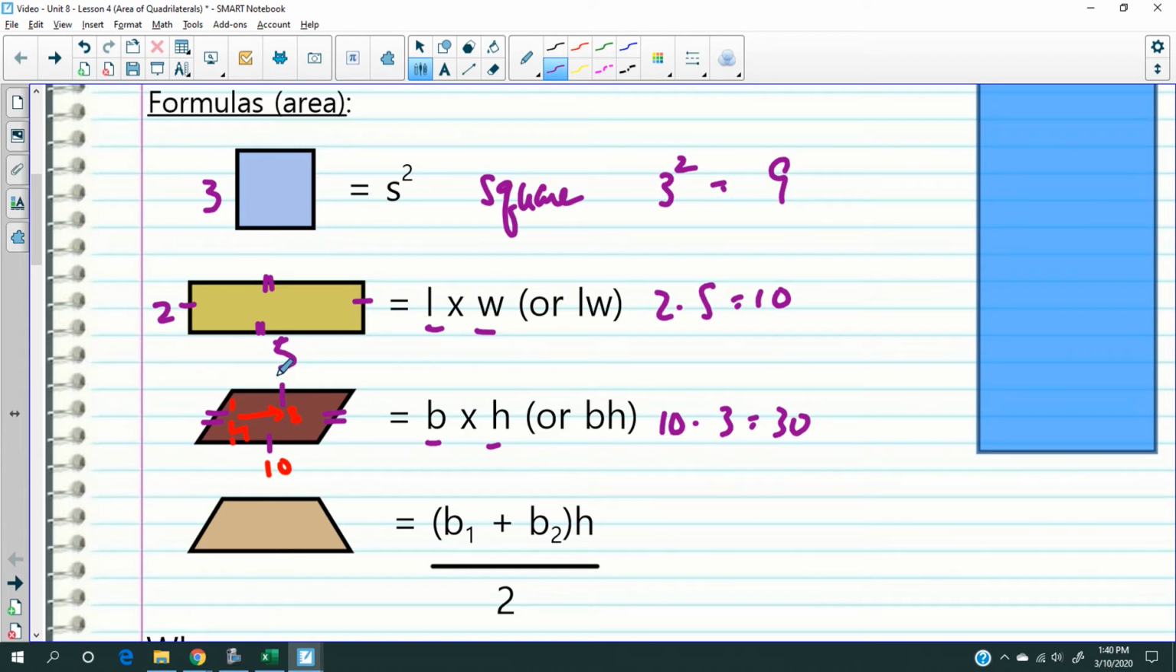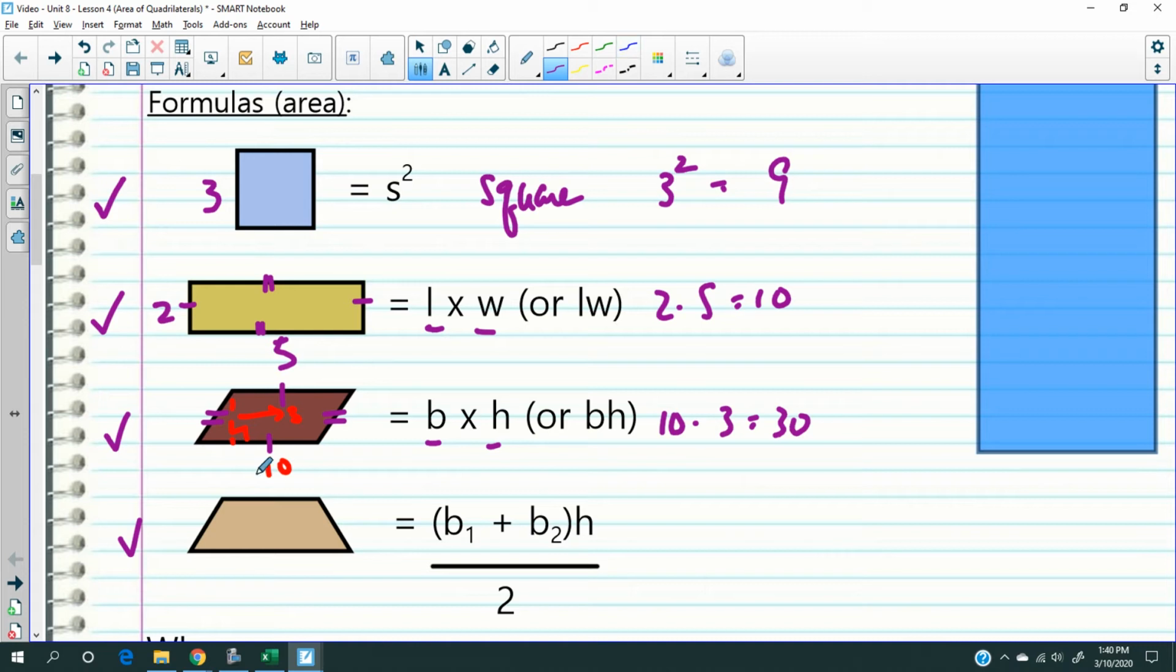Now, I'm also going to tell you, I don't think these four formulas are provided on the state test. I think only the triangle is. I've got to double check, but I don't think they are, so you're supposed to remember these formulas. Just saying.